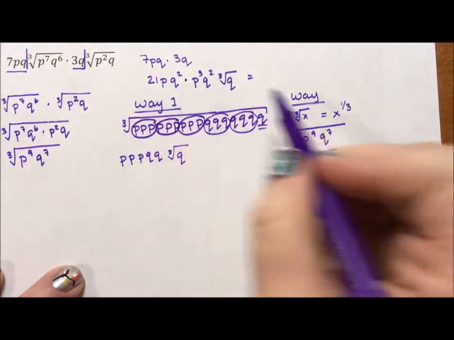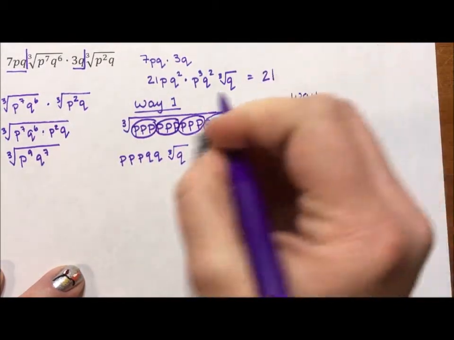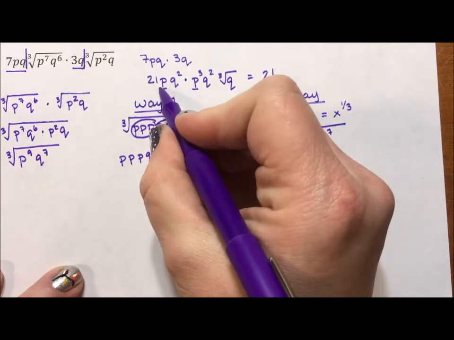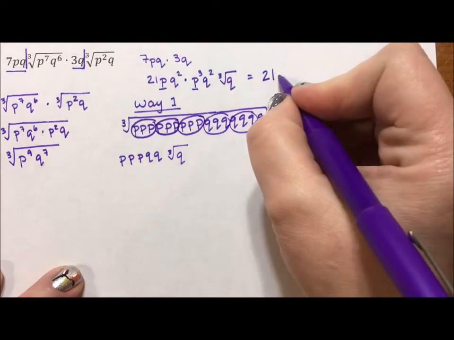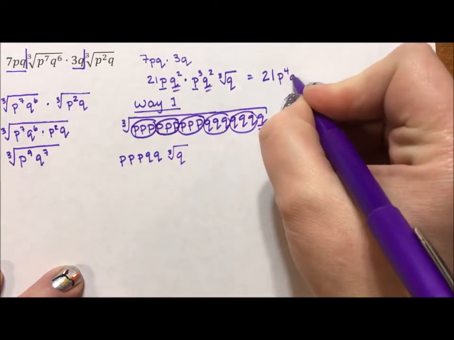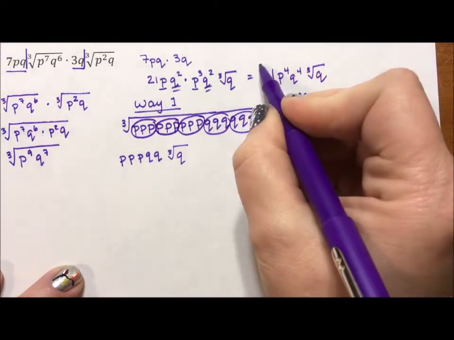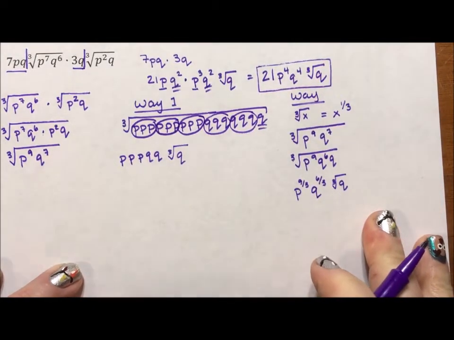All right, well, now that everything's being multiplied, we can finally finish this off. We have our 21. Let's see, there's 1 p here and 3 here. Again, when you multiply bases with exponents, you add the exponents. 1 plus 3 is 4, p to the 4th, q to the 4th, times the cube root of q. And there we have it, our final answer.